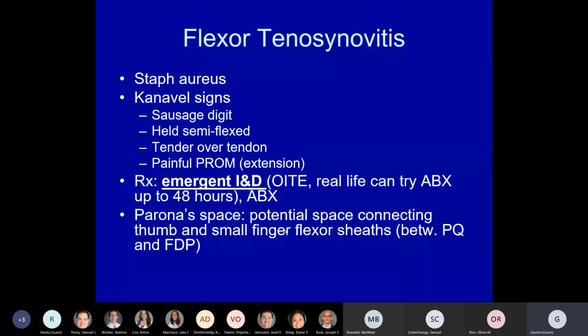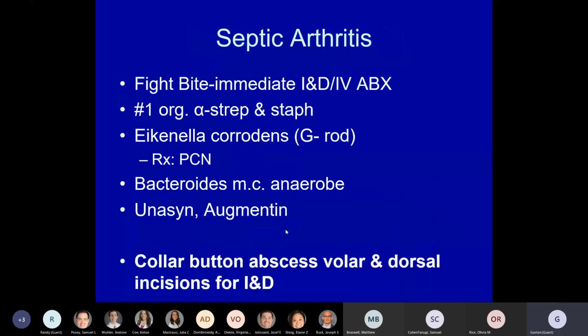That's a little confusing. Septic arthritis questions, fight bites, we already talked about. I&D and IV antibiotics, the causative organisms are alpha strep and staph. And also remember Eikenella corrodens, which is a gram-negative rod commonly found in the human mouth flora. For that, you're going to add penicillin. Bacteroides is the most common anaerobic septic arthritis. Treatment is Unasyn or Augmentin.